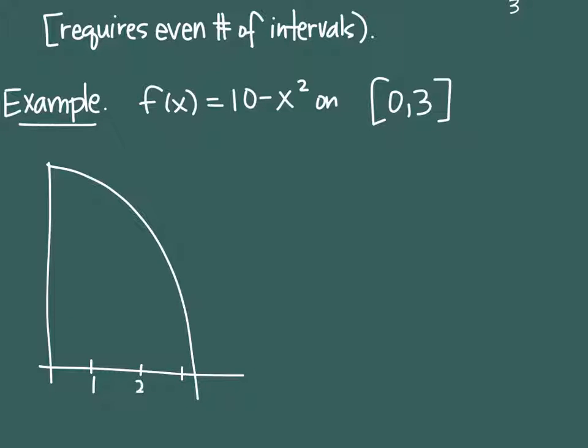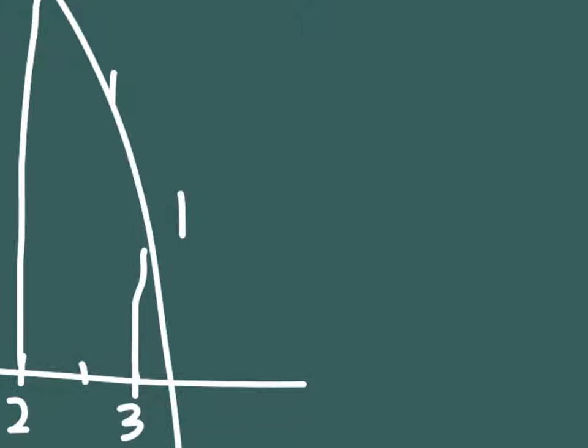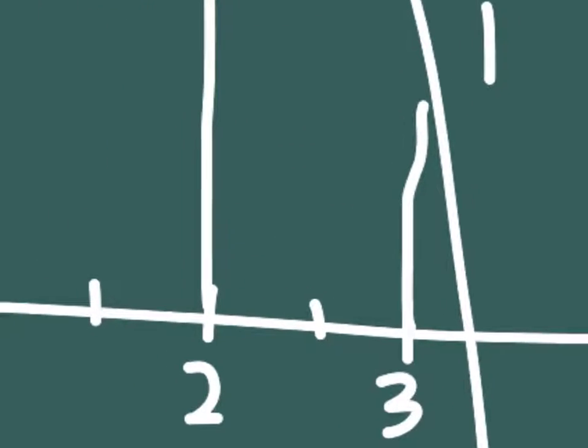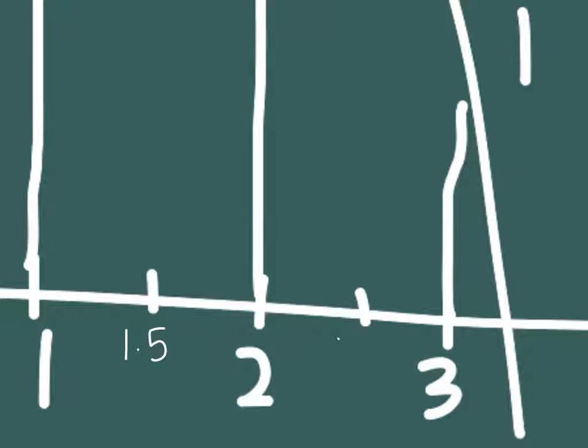So instead of just doing 1, 2, and 3 as my subintervals, we're also going to have 0.5, 1.5, and 2.5. So we know from our previous question that these were already 10, 9, 6, and 1. And so what we need to add into this are the other heights at 0.5, at 1.5, and at 2.5.